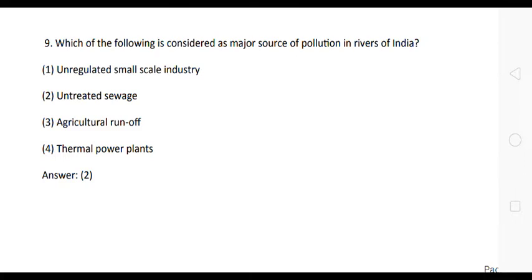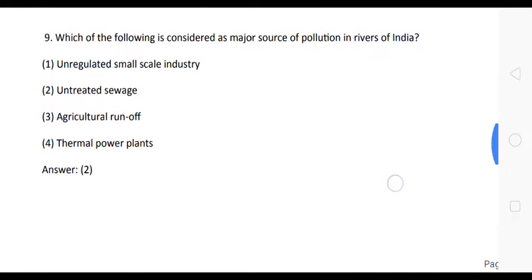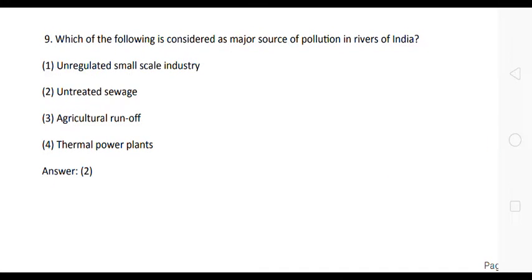Which of the following is considered as major source of pollution in rivers of India? The question is, which of the following is considered as major source of pollution in rivers of India? The correct answer is option 2, untreated sewage. Untreated sewage is considered as major source of pollution in rivers of India. Okay, friends. Now let us see the next question.